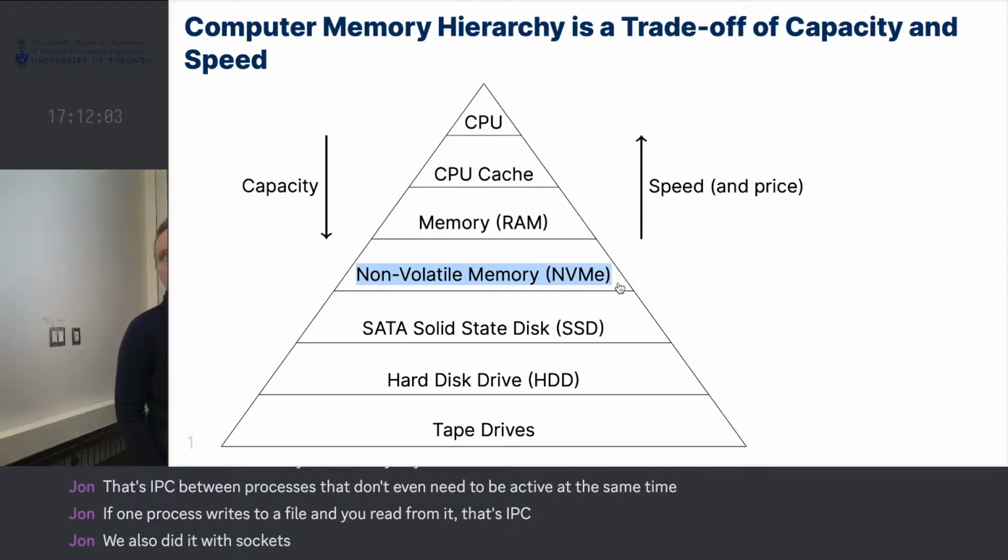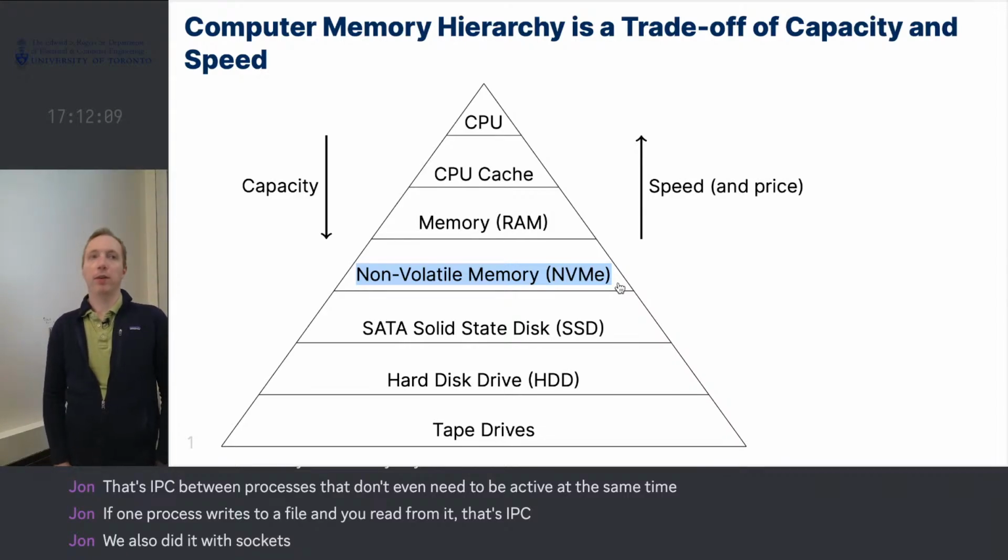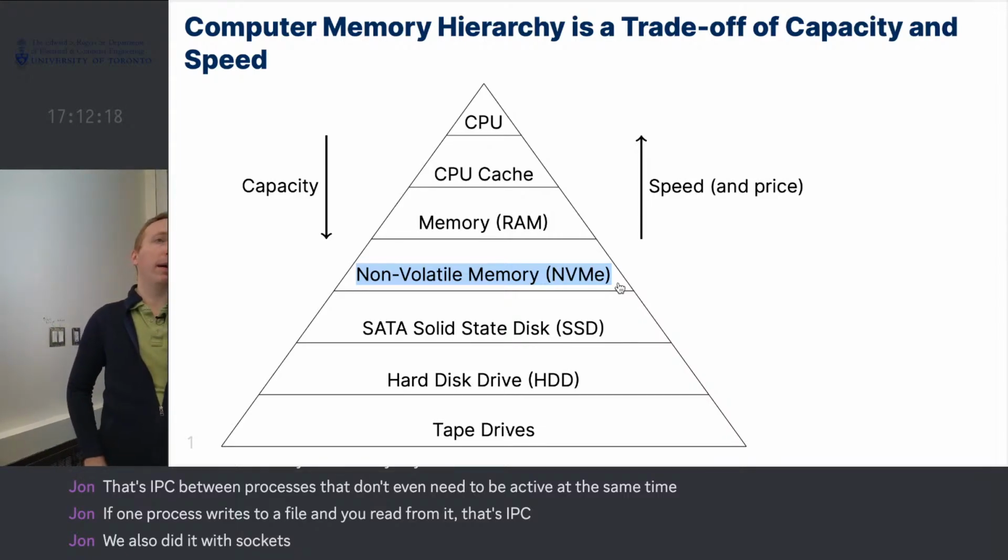That's non-volatile memory, so it doesn't get deleted whenever you turn the power off. That's like your really fast SSDs. So capacity for that, like affordable-ish, is like a terabyte, maybe 2, maybe 512 gigabytes. And it's slower than RAM, but it's a lot cheaper.